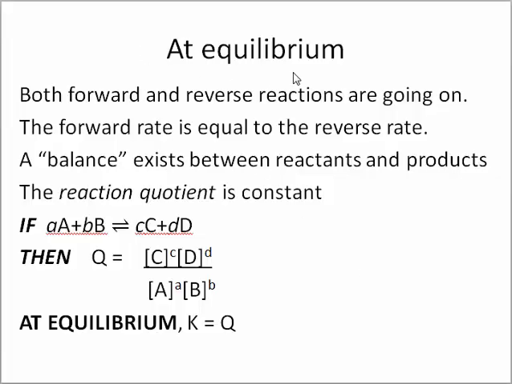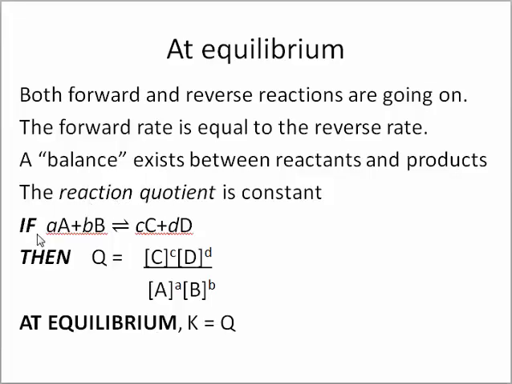Okay, so to summarize, at equilibrium, both forward and reverse reactions are going on. The forward rate is equal to the reverse rate. A balance exists between the reactants and products. Therefore, a quantity called the reaction quotient is constant. What is the reaction quotient?